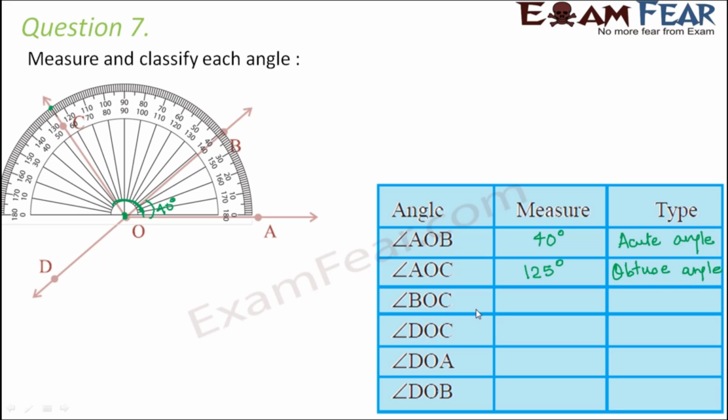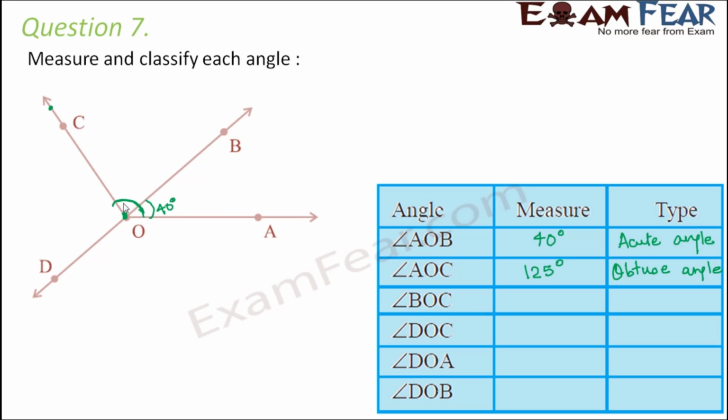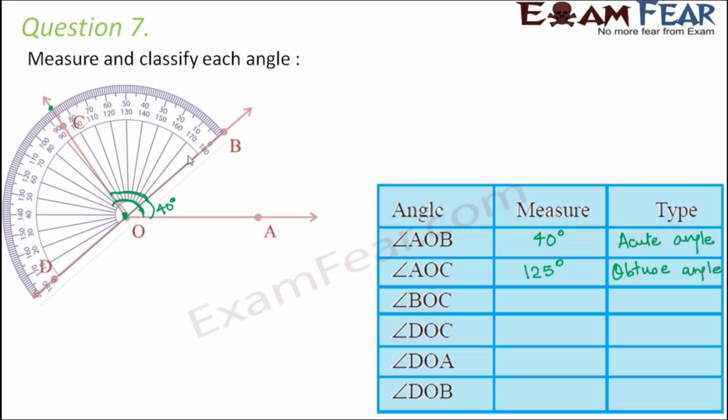Third one is angle BOC. So BOC would be this angle. So we have to place the protractor in this fashion such that it coincides with the arm OB and the midpoint should coincide with the point O. So with this we see that this angle is between 80 and 90. So this point corresponds to 85 degrees. Right? So this angle BOC is 85 degrees. So what type of angle is this? This is also less than 90 degrees. So this is also acute angle.